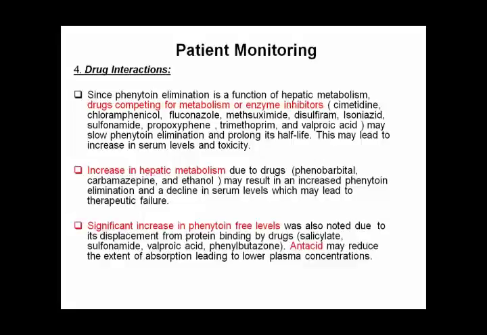Another potential drug interaction happens when you give a drug that displaces phenytoin from plasma protein. In this case, it will free more of phenytoin into the blood and will cause higher toxicity even at normal total therapeutic level of phenytoin. Some of these drugs are listed here, and this includes salicylate or valproic acid. And antacid may decrease the absorption of phenytoin.